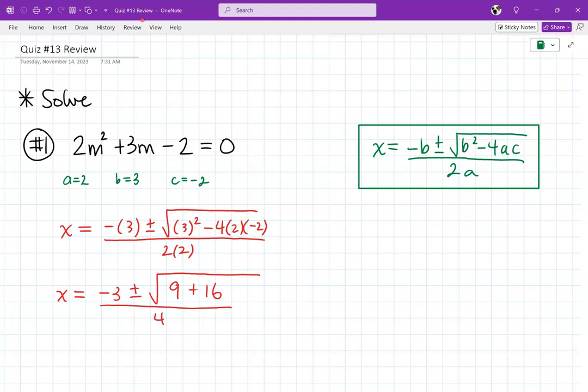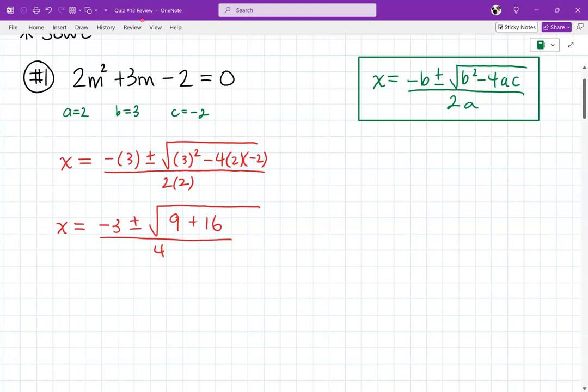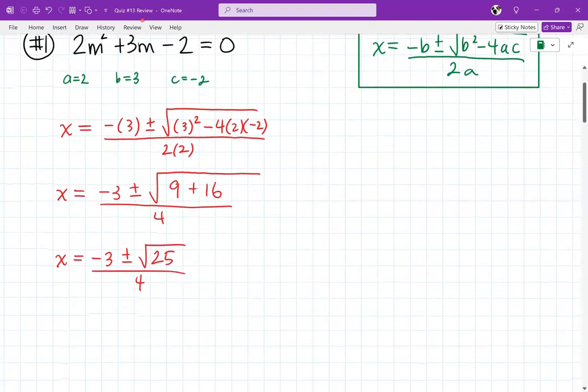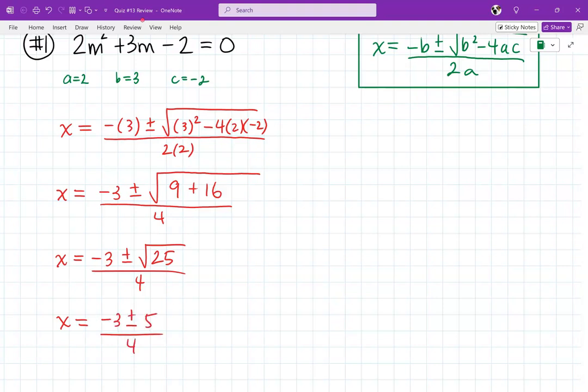Now 9 plus 16, that's 25. So x is equal to -3 plus or minus the square root of 25 over 4. And I know the square root of 25, that's 5. So this is x equal to -3 plus or minus 5 over 4. Okay, so I'm basically done. I just got to write out my two answers. So let me carry them over here.